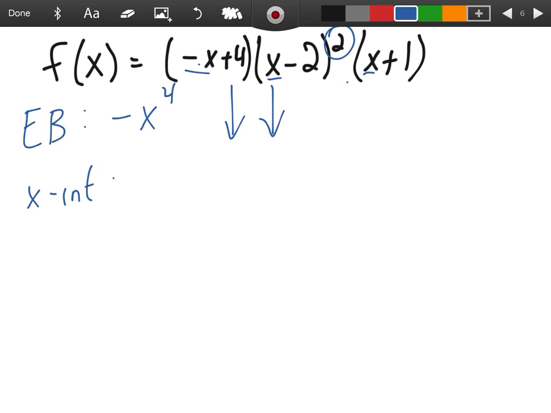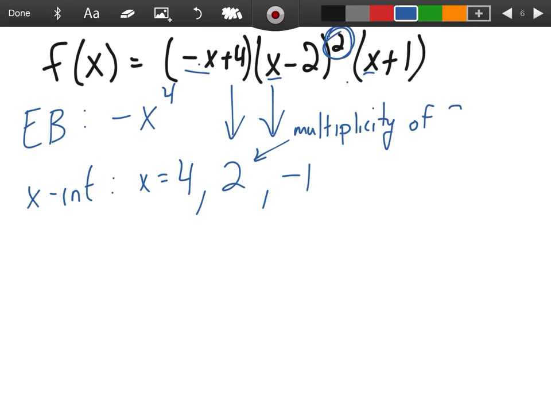Now we talk about our x-intercepts. For this first one, negative x plus 4, that's going to be x equals 4. For the second one, x minus 2, that's just x equals 2. And this squared, I'm going to say this has a multiplicity of 2. And multiplicity, guys, is really just the number of times that that 0 occurs. So we could say that 0 occurs twice. And we're going to see what happens with the graph of that. And then I have x equals negative 1 for the last one. All right, this one had a multiplicity of 2.